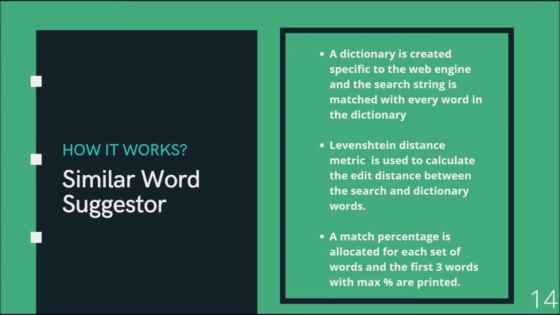So, how does this feature work in our product? Firstly, a dictionary is created that stores all the keywords of our database, and then the given search word is matched with every word in the dictionary. For matching, we use the Levenshtein distance metric, and edit distance is calculated between the search word and every word in the dictionary. Then a match percent is allocated to each pair of words. Then the first three most relevant words with the maximum percentage are displayed to the user. Now, I would like to give the control to Zorawar to further continue this presentation.